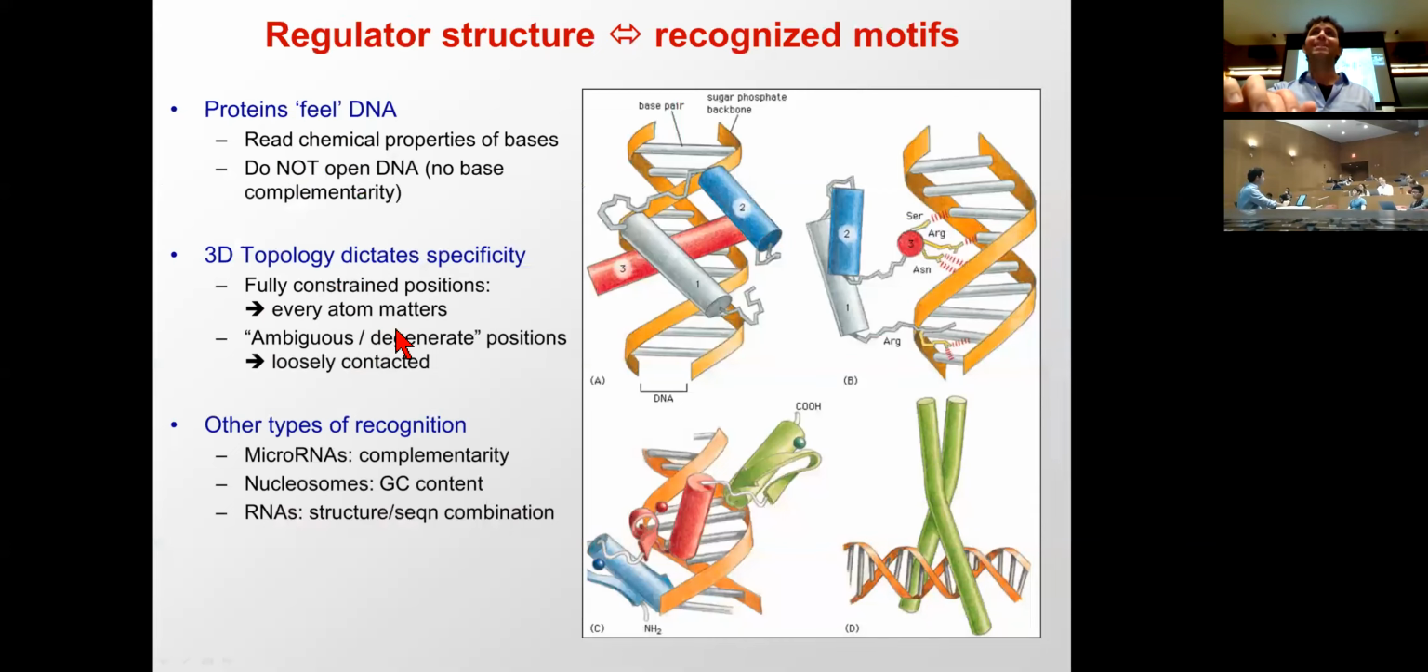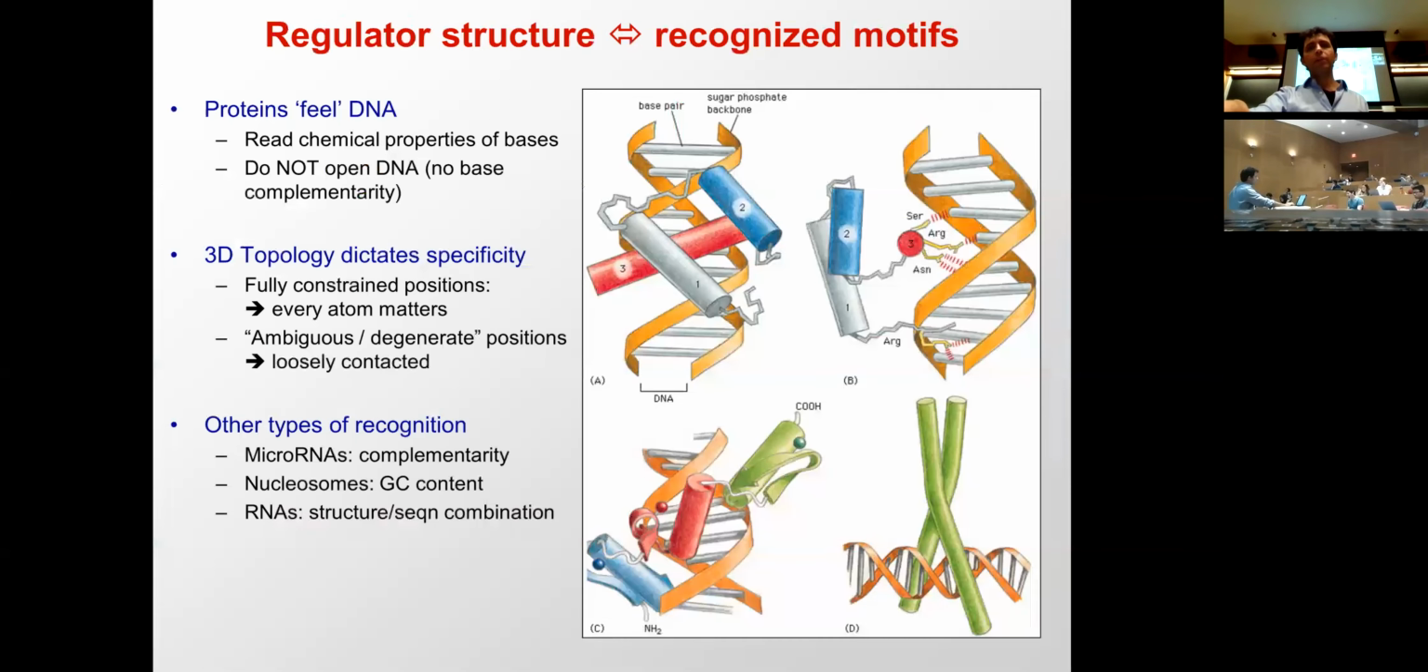The 3D topology dictates the specificity. And this is not the only type of recognition. MicroRNAs, for example, bind by complementarity. Nucleosomes care a lot about GC content. And then various RNAs can bind using both structure and sequence. Okay?